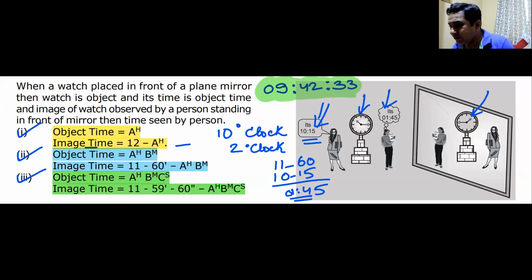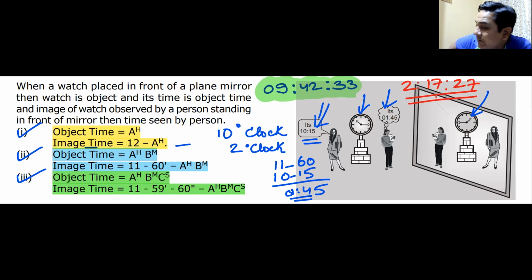Yes, so there has been an answer given. You just subtract 9:42:33 from 11:59:60. That would be your answer. I'm not very good with addition and subtraction, but I think the answer would be 2:17:27. 2:17:27, that would be the time shown on the image. Do we understand this? It's very simple. You can expect a question to come on this.